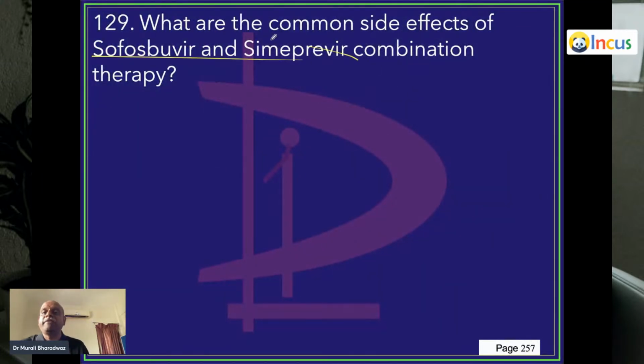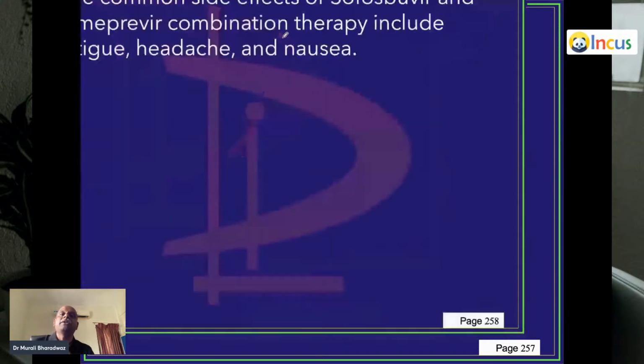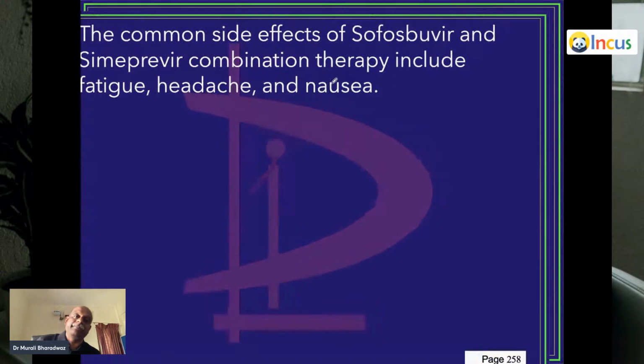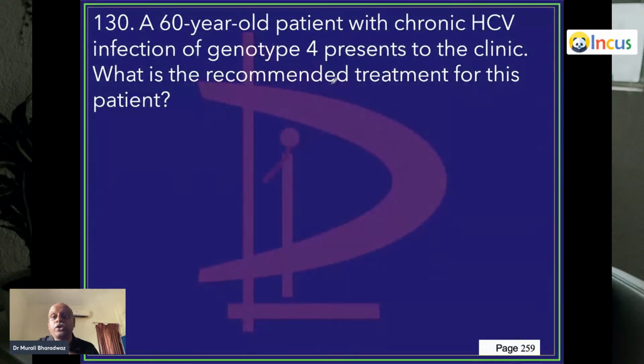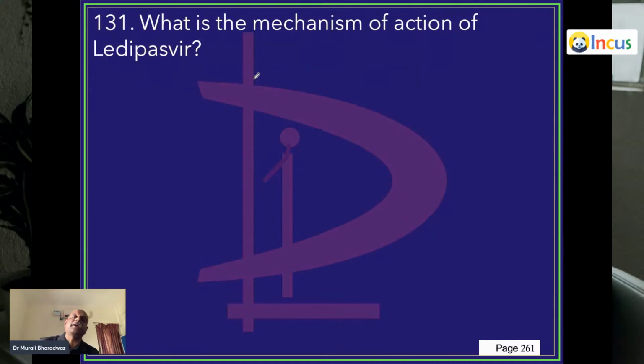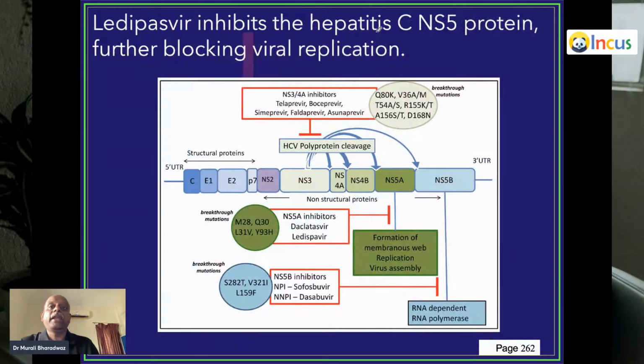So what are the main side effects when you combine the two? Common side effects: fatigue, headache, and nausea. A 60-year-old with genotype 4 comes to you. Sofosbuvir with ribavirin for 24 weeks. That is the combination. So ledipasvir inhibits NS5A protein. So this is very important. This is a must-memorize item, doctor.